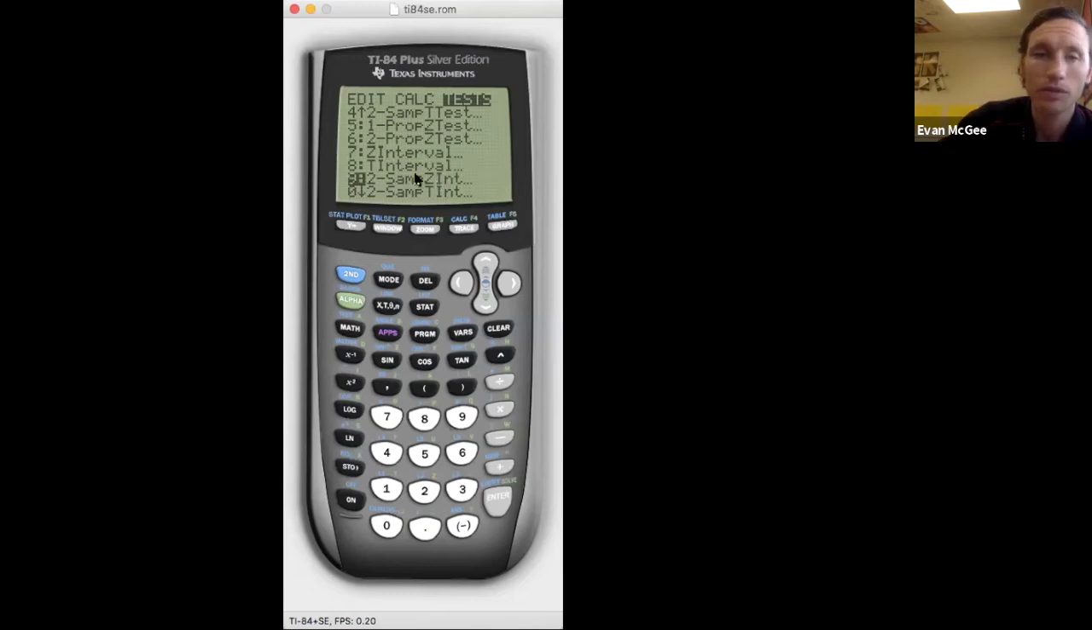This 2-sample z interval is very rare. It's very unlikely that we'll ever use it because this is a 2-sample interval about means when the population standard deviations are known, which is very rare. So that's why this is a 2-sample t interval.